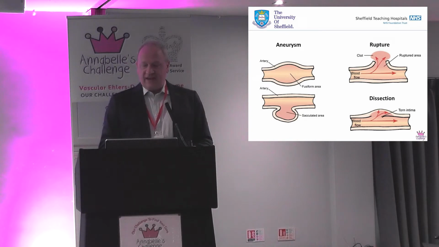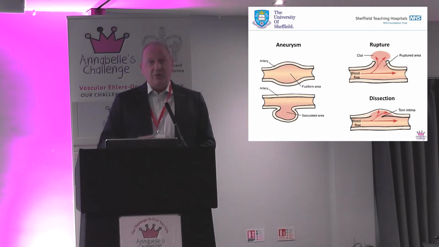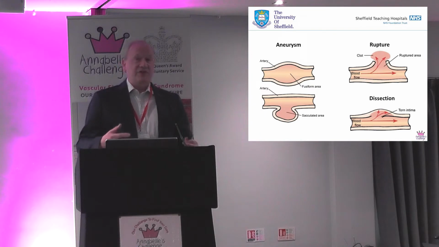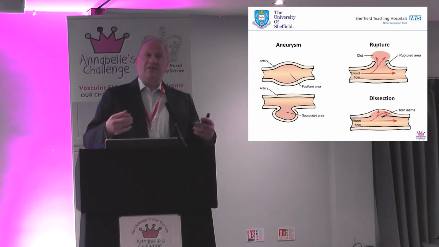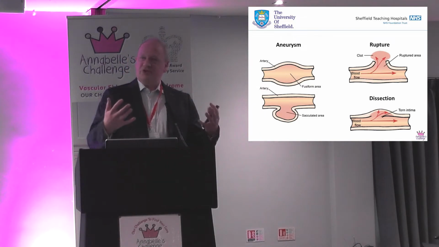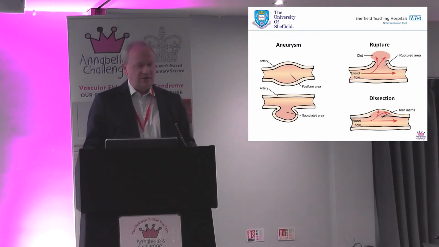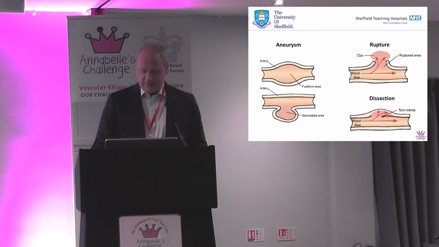Others form little sacs around the edge of the artery, so-called saccular aneurysms. And the problem with aneurysms is that they tend to get bigger. They don't have to, we monitor some, they stay the same forever. But once they get over a certain size, then the wall stress becomes higher, and they have a tendency then to go on and become bigger, which we need to know about.